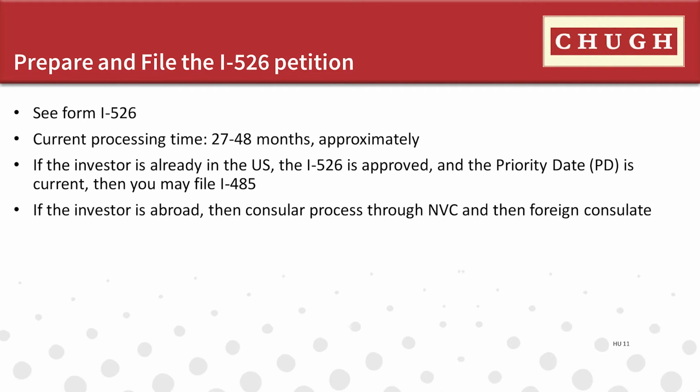Current processing, I think Prem already discussed, is between 27 to 48 months. If the investor is already in the US and the I-526 is approved, the priority date is current, you can proceed with the I-485. Think of it similar to an I-140. There's no prior benefit until you reach this stage. If the investor is abroad, you'll do consular processing through NVC and then ultimately through the foreign consulate.